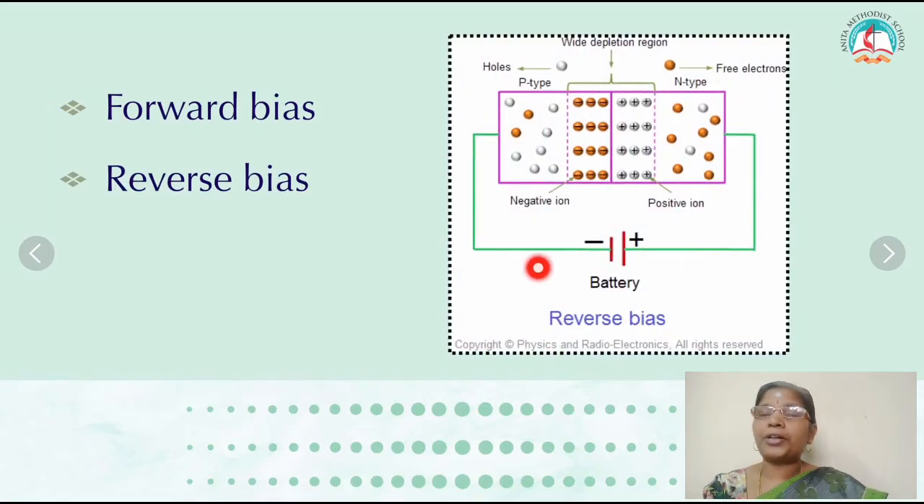What is meant by reverse bias? The P-type semiconductor is connected to the negative end of the battery. The N-type is connected to the positive end of the battery. So the number of electrons and holes crossing the junction is very less. So the width of the depletion region is greater. The current value is very less, sometimes equal to 0. The current is measured in microamperes. The width of the depletion region is greater in the reverse bias.